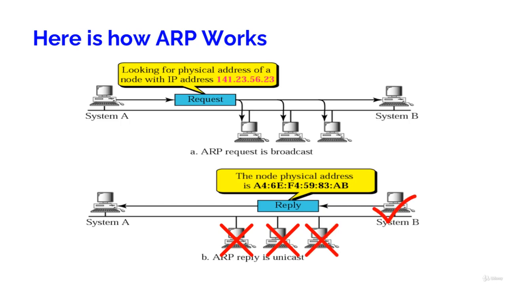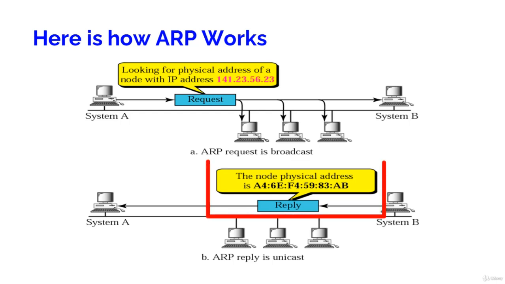Step 5. When the targeted device checks the target protocol address, it will find a match and will generate an Address Resolution Protocol reply message. So as you can see in the first picture, System A has sent a broadcast request message to each and every computer on the network. System B finds a match because System B's IP address is 141.23.56.23. So B says, hey, it's a match, and therefore B replies to A's broadcast message with its own MAC address.